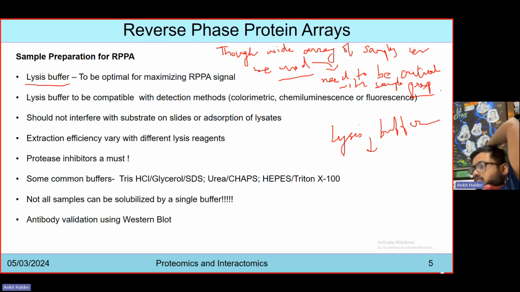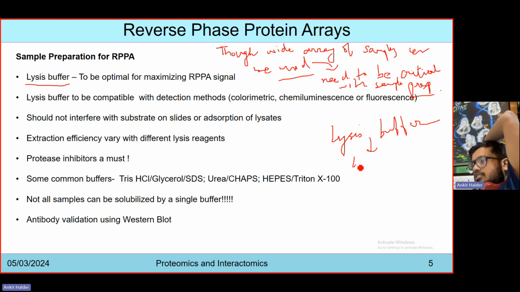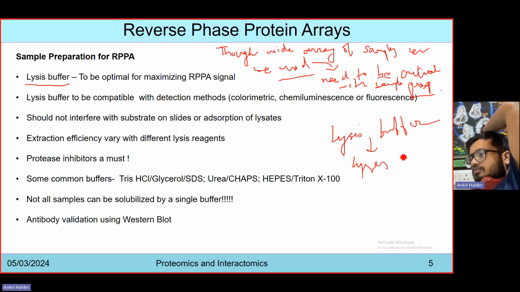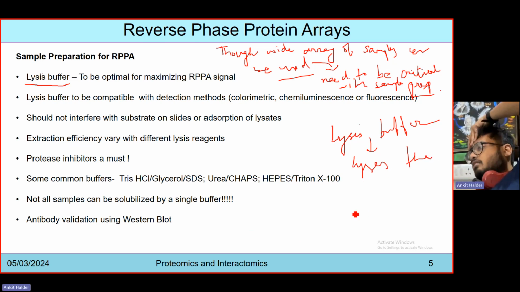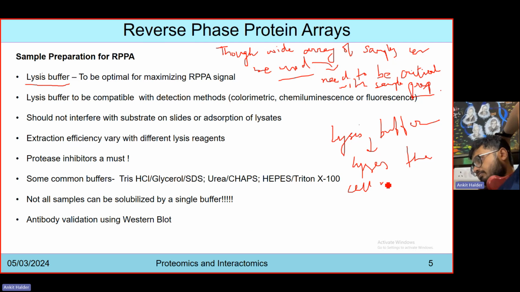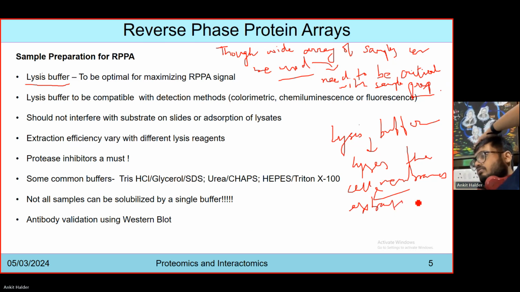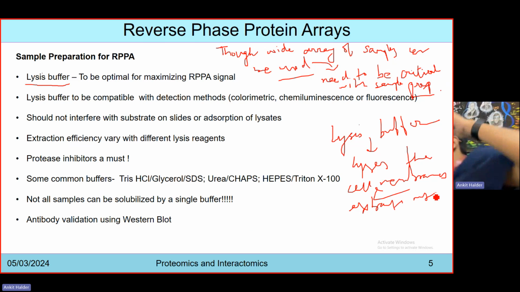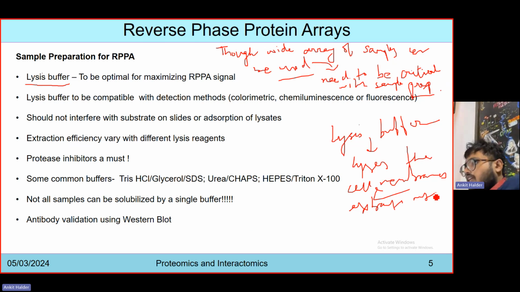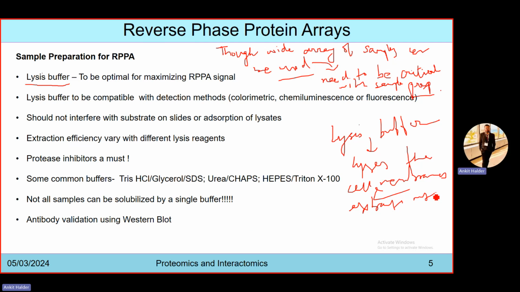Yeah, so why is lysis buffer crucial? Lysis buffer is crucial because it lyses the cell membranes and extracts out the proteins from cells. So that's why lysis is quite an important thing here.